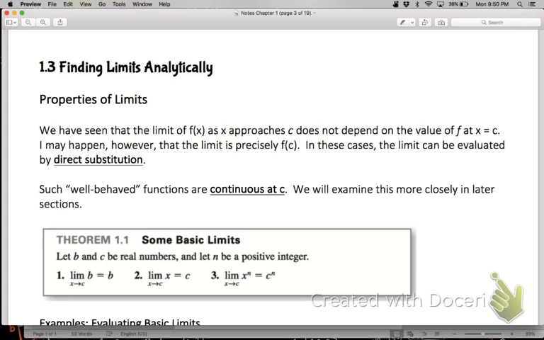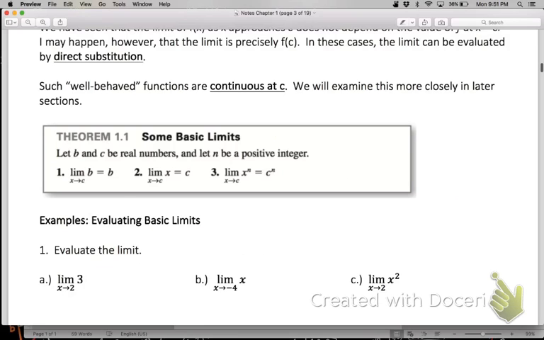We consider these to be what we would call well-behaved functions. They do exactly what we expect them to do, and they're also continuous at that point c. Continuity is something that we'll talk about in the next section in a couple of days. Like I mentioned yesterday, continuity is a really big concept in calculus, and something we're going to be continuously coming back to throughout the year. So here are some of our foundational limits.